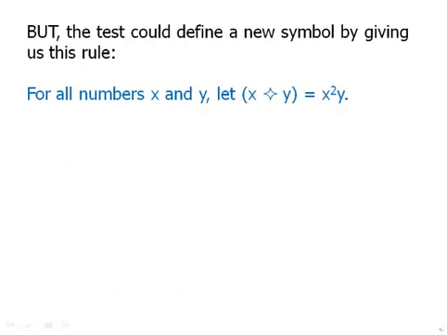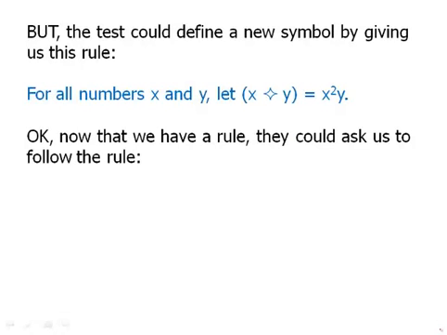But the test could define a new symbol by giving us this rule. For all numbers x and y, let x star y equal x squared times y. So in other words, according to this rule, we're going to take the first number and square it and then multiply it by the second number. That's what the rule is.